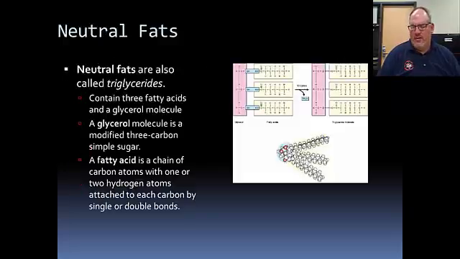So the first one in this group is what we call neutral fats. And neutral fats are known as triglycerides. We call it a triglyceride because when we look at the molecule, there's what we call a glycerol backbone. And glycerol is a 3-chain sugar, a 3-chain carbohydrate. But on this 3-chain carbohydrate, we have these fatty acid molecules that will attach to the glycerol molecule.